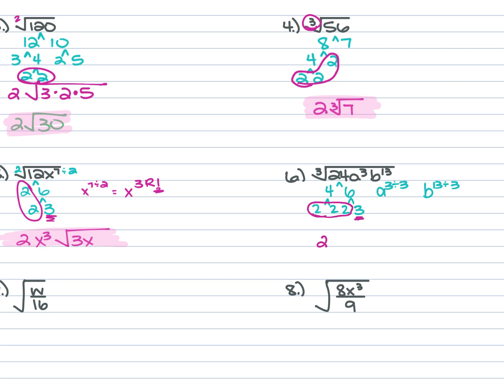The a to the 3rd power divided by the power of 3 is just a to the 1st power, so that goes out. And that b to the 13th power divided by the 3rd power is going to be b to the 4th power with a remainder of 1. So b to the 4th power comes out. The 1b is left over, the 3 is left over, so it stays underneath the cube root to give us 2ab to the 4th power times the cube root of 3b.